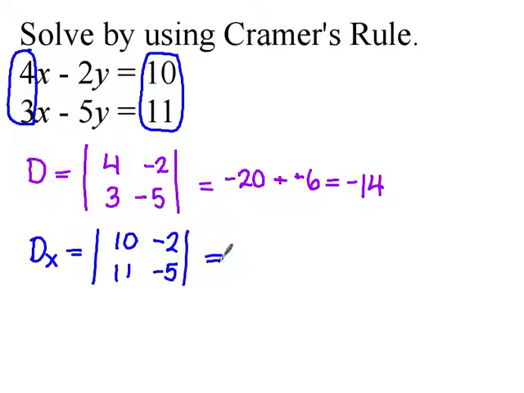So multiply along the first diagonal, what do you get? Negative 50 minus negative 22. Your answer is negative 28. Very good.